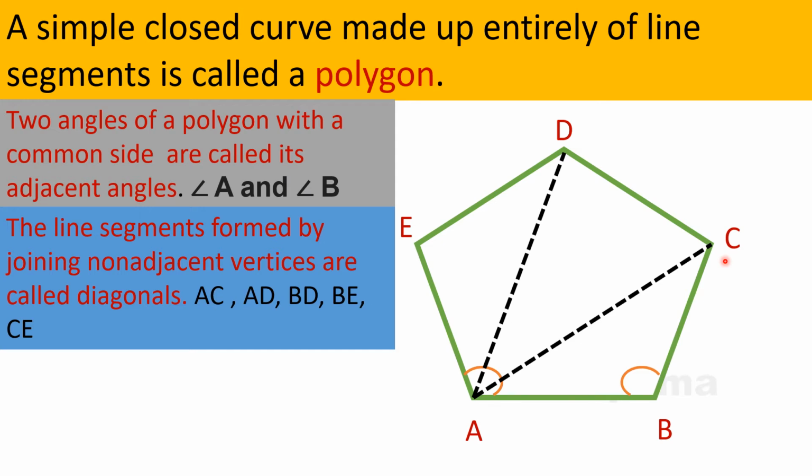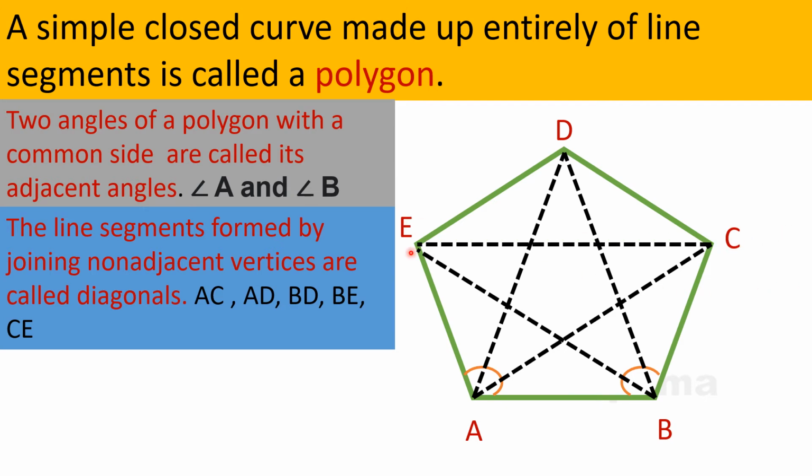In similar way, from B, if we will make a line segment to D and E, because these are non-adjacent vertices, then these are also diagonals. In similar way, from C, this CE. These are diagonals of polygon: AC, AD, BD, BE and CE.